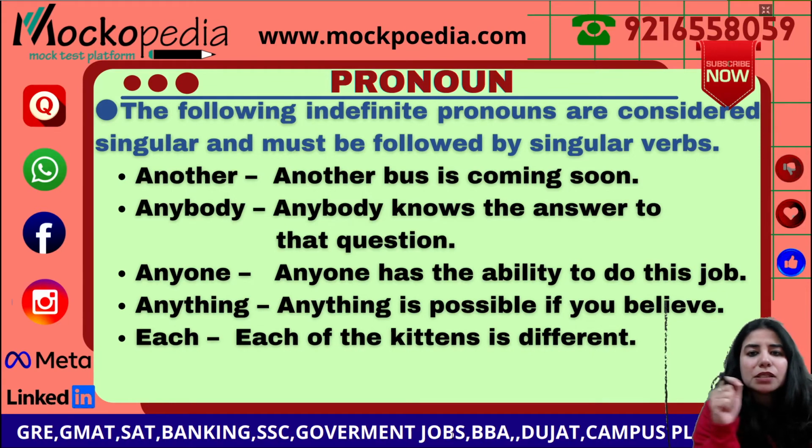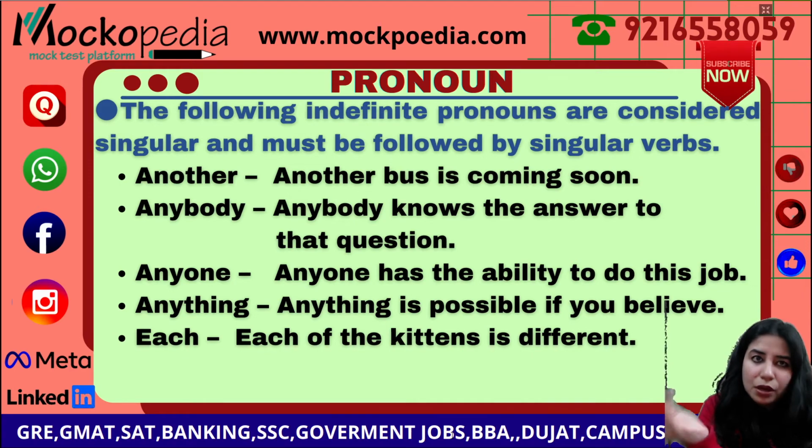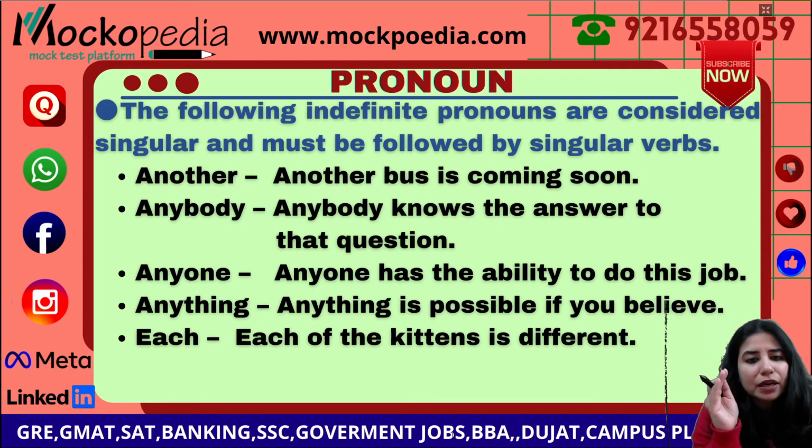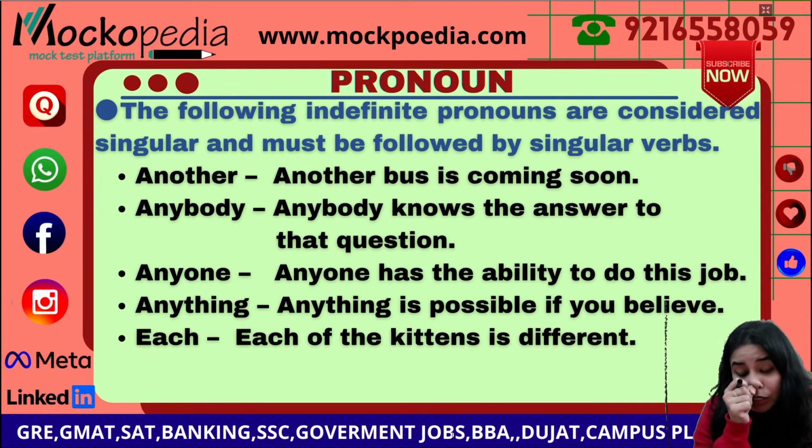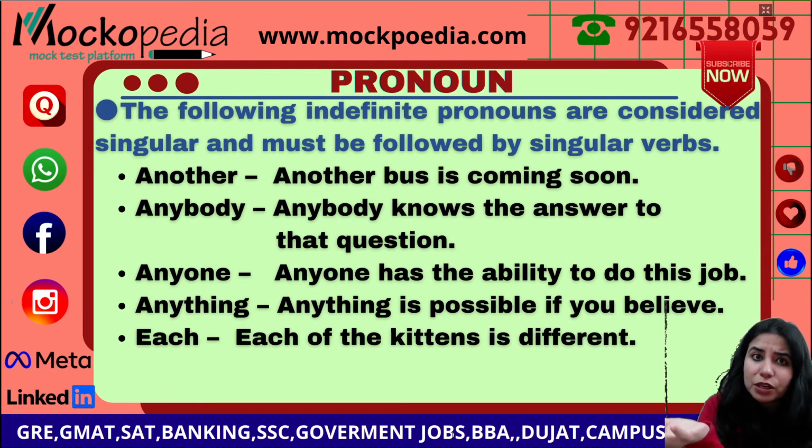So see, another bus is coming soon. Are you seeing it? The verb that we are using is singular. Anybody knows the answer to that question. We could have used everybody knows the answer to that question or nobody knows the answer to that question, right? Anyone has the ability to do this job. So everyone has the ability to do this job. Someone has the ability to do this job. Similarly, it comes with anything. Anything is possible, something is possible, everything is possible, right? So pay attention. These are little details that will make a huge difference.